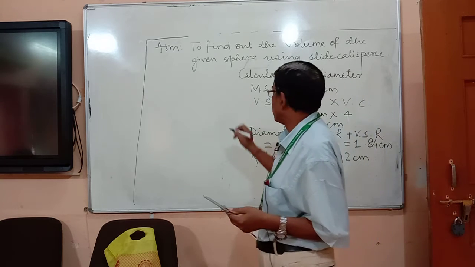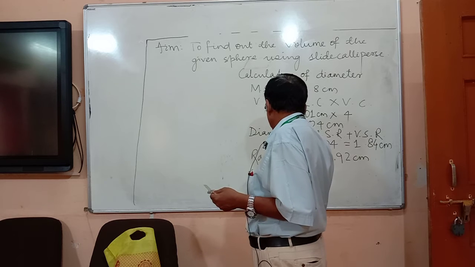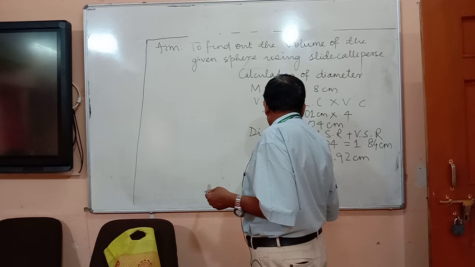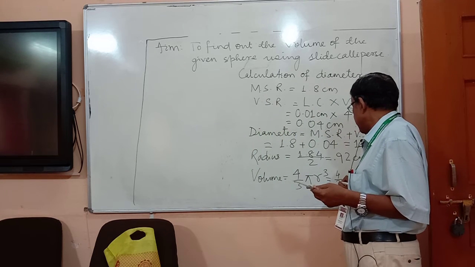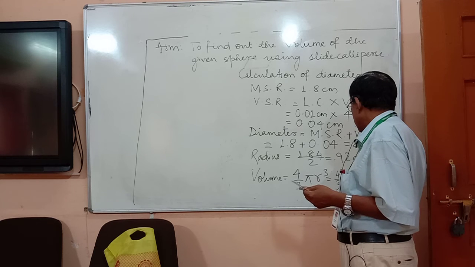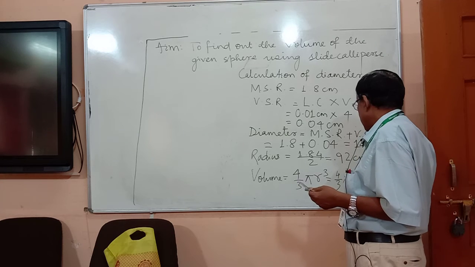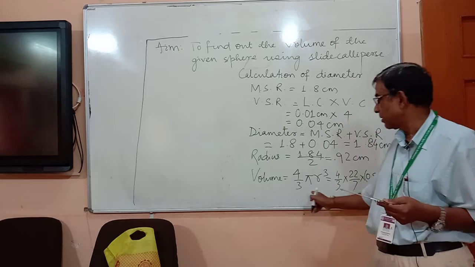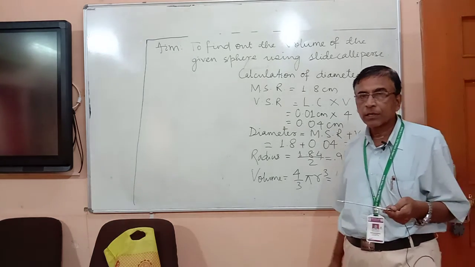And what is your volume? Volume of a sphere is 4 by 3 pi r cube. That is 4 by 3 into 22 by 7 into 0.92 whole cube. This will be in centimeter cube, cubic centimeter, as your volume. So calculate this and you will get the result.